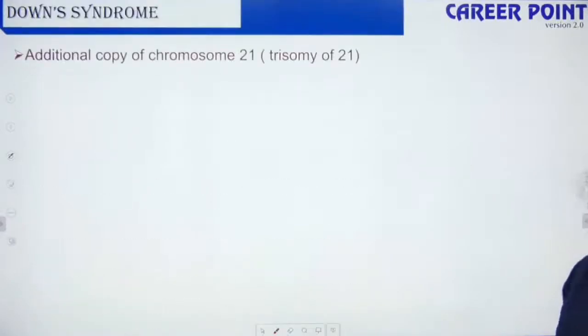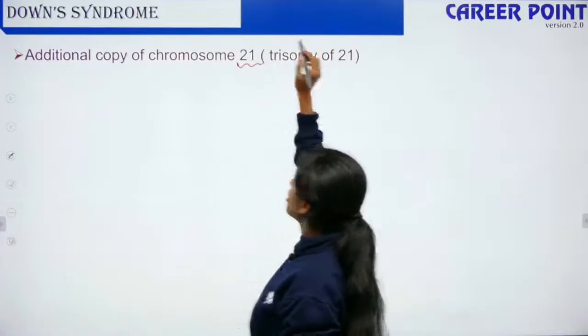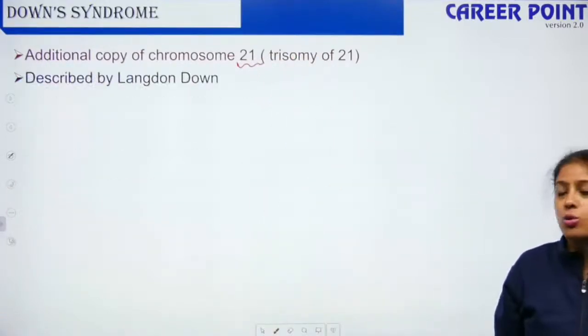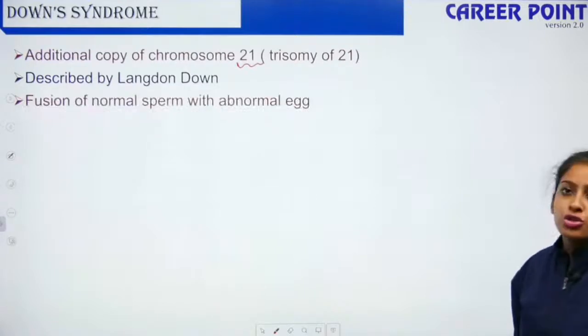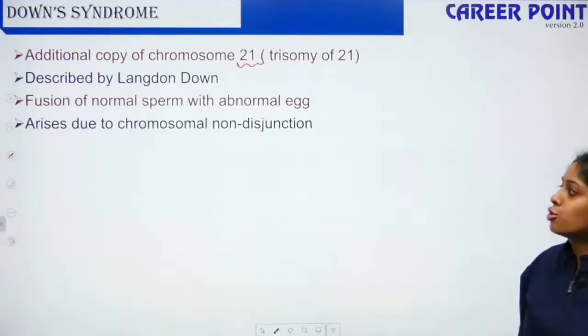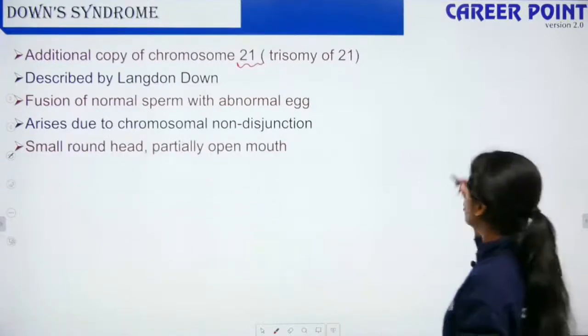I have explained that Down syndrome is an additional copy of the 21st chromosome. So it is trisomy. It was described by a person known as Langdon Down. It results from the fusion of a normal sperm with an abnormal egg. That leads to this problem. It arises due to chromosomal non-disjunction.